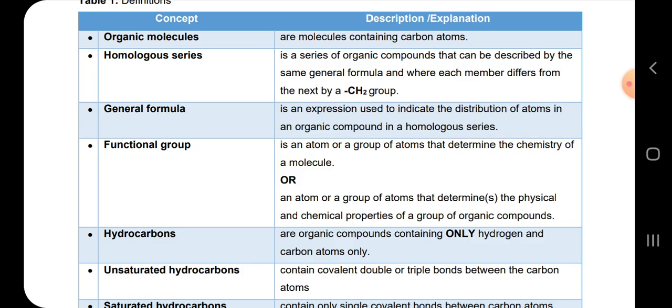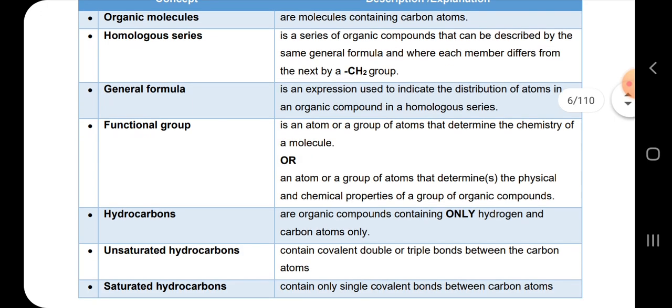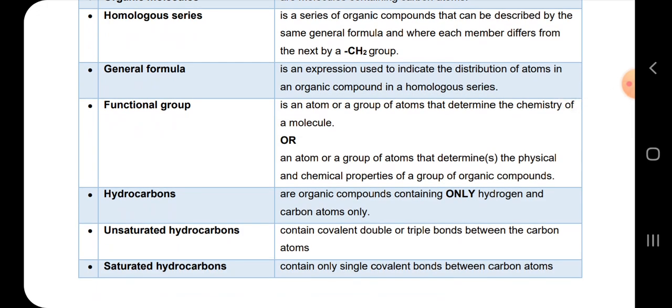So with this one, we're going to be bonding with homologous series, dealing with only covalent bonds. So it's going to be bonds between non-metals. So you have to know that the general formula will just tell us how many carbons we have, hydrogens we have, maybe fluorine or whatever, depending on what atoms are bonded together. And then the functional group is an atom or a group of atoms that determine the chemistry of a molecule.